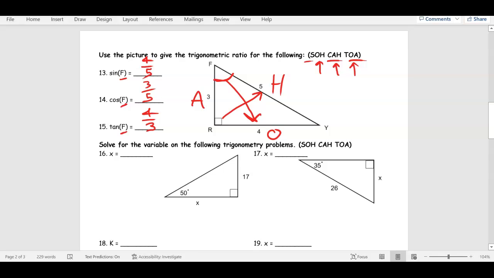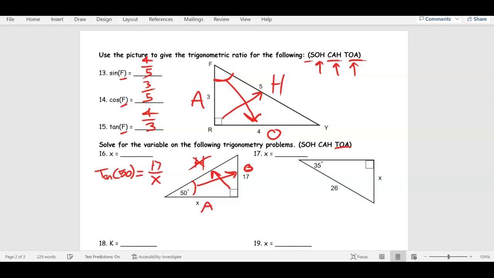The angle they gave me is 50, so I'm going to label O, H, and A. Now, the one I don't need is H. There's nothing there. So OA is TOA. So I'm going to write tan, the angle, 50, equals O over A, 17 over X.